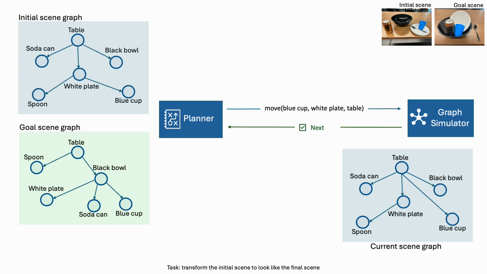The current graph is modified. The planner predicts the next action, but this time the action cannot be executed since the white plate still has a spoon on it. The graph simulator provides the negative feedback, prompting the LLM planner for a different action. This time the LLM outputs the correct action after receiving the feedback. The current graph is modified and the planning continues.